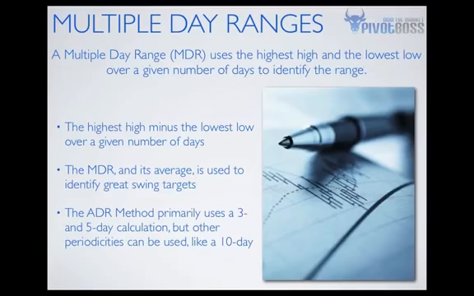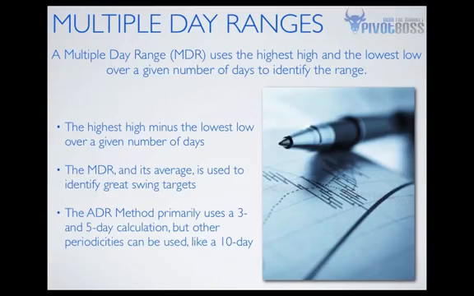So when you look at the highest high minus the lowest low over a string of days and average that out, it gives you, again, just like ADR, a value that you can project higher and lower to determine with very good odds what the upcoming price range could be if price were to rally or sell off. So the MDR and its average is used to identify great swing targets. Again, the ADR method primarily uses a 3 and 5-day calculation, but other periodicities can be used, like a 10-day.